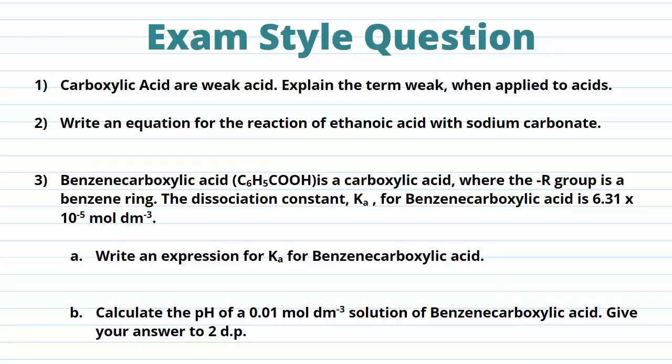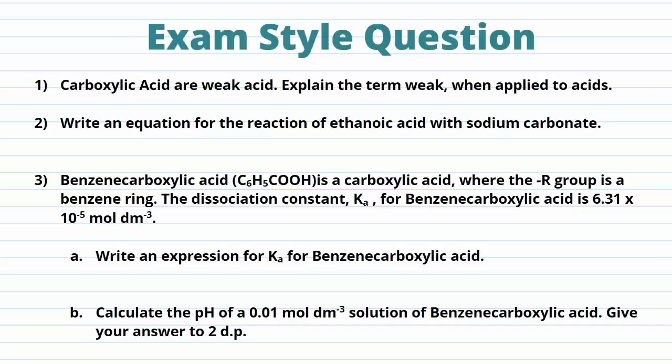And benzene carboxylic acid, C6H5COOH, is a carboxylic acid where the R group is a benzene ring. The dissociation constant, Ka, for benzene carboxylic acid is 6.31 times 10 to the minus 5 moles per decimeter cubed. Write an expression for Ka for benzene carboxylic acid and calculate the pH of 0.01 moles per decimeter cubed solution of benzene carboxylic acid and give your answer to 2 decimal places.